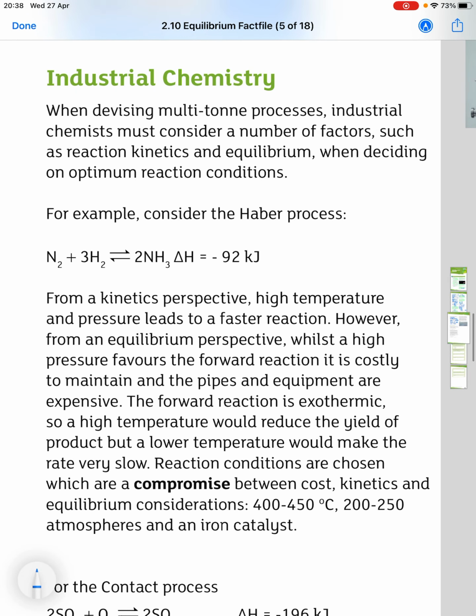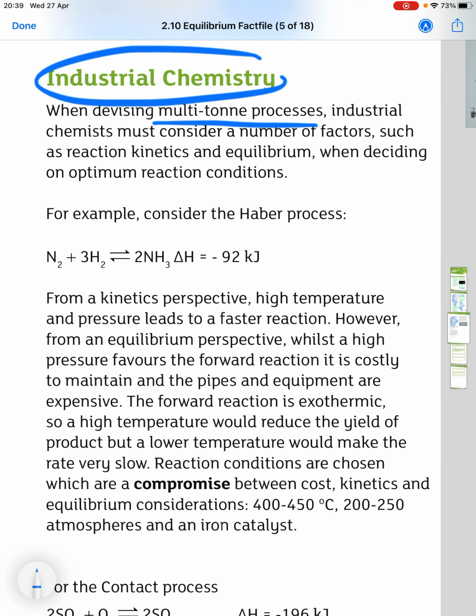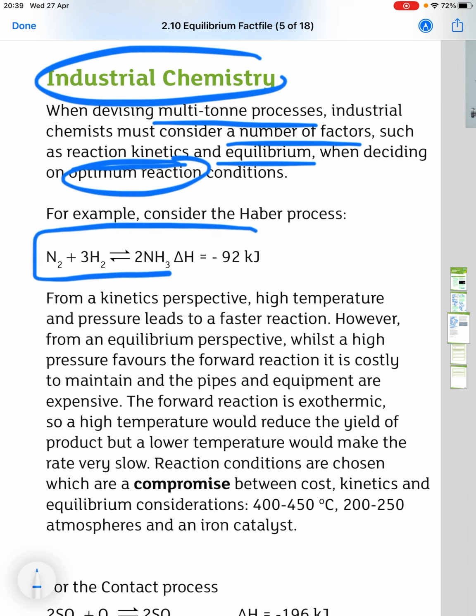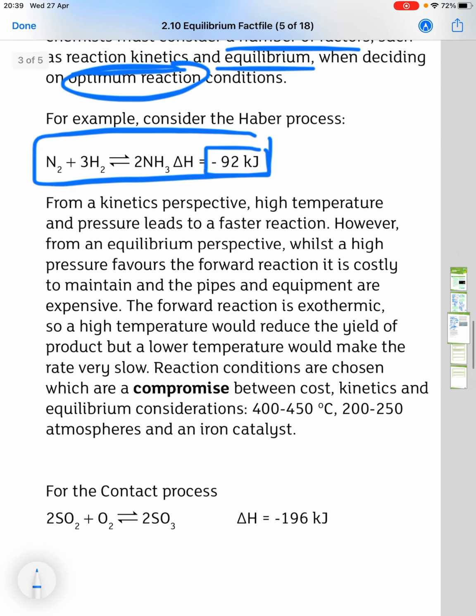Now, in industrial chemistry, when you're devising multi-ton processes, industrial chemists must consider a number of factors such as reaction kinetics and equilibrium when deciding on the optimum reaction conditions. So for example, considering the Haber process, and we've seen it already, N2 plus 3H2 gives us 2NH3, and when we look at delta H, it is negative because that's an exothermic reaction.